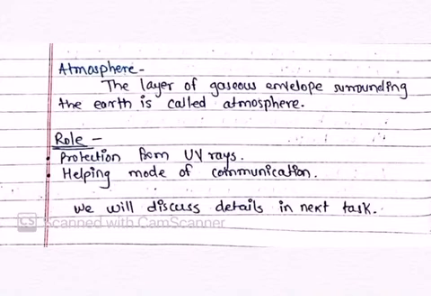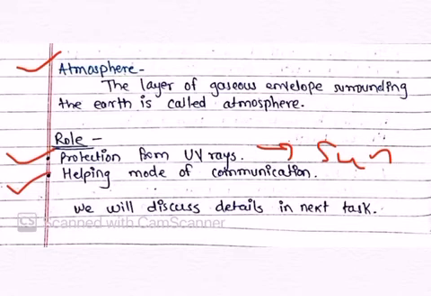Okay, the next one is the atmosphere. When we consider the atmosphere, the definition should be there, that is, the layer of gases enveloping the earth is called the atmosphere, as I told you. Okay, then what is the role of the atmosphere? It is protective in function, that is, it protects from the UV rays which are radiating from the sun. Okay, then helping as a mode of communication. For communication, air acts as a medium, that is, the atmosphere acts as a medium.